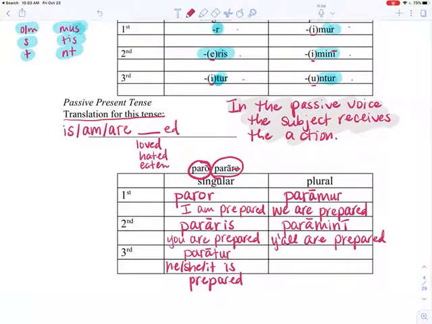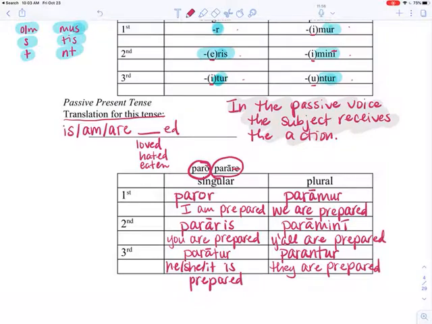All right, and then last but not least, third plural. Now, third plural in the active, we dropped the macron over the A, and we're going to do that here with third plural. So we'll have para, but again, no macron over that A, and then add ntor. So we have parantor. And this is going to be they are prepared.